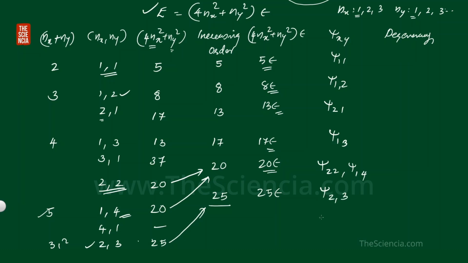Okay, so the degeneracy is 1, right? Here also 1, here 1, here 1. But for 20E, there are 2 states having the same energy, that is, degeneracy is 2, and for this one degeneracy is 1, and so on. Okay, so the order of degeneracy is ground state 1, first excited state 1, second excited state 1, and so on. That is, this is the order: 1, 1, 1, 1, 2, 1, etc.